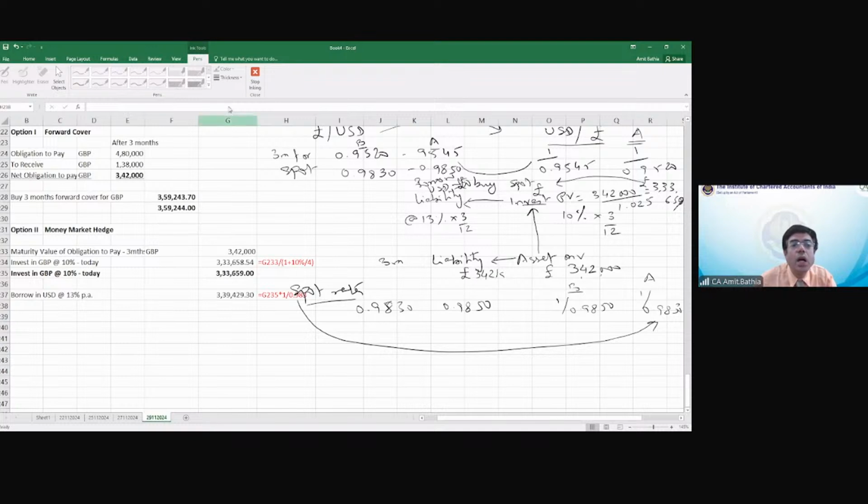Now, after 3 months, I'll have to settle this loan, right? So, the repayment in USD after 3 months will be how much? It will be 339,429.30 into, you will have to pay interest, right? 1 plus 13% divided by 4. Are you all with me? Yes, are you all with me?